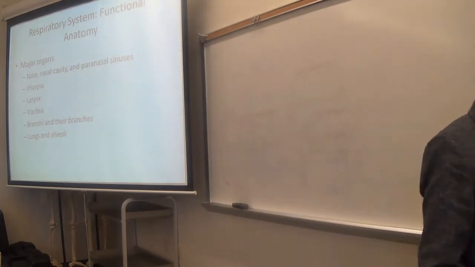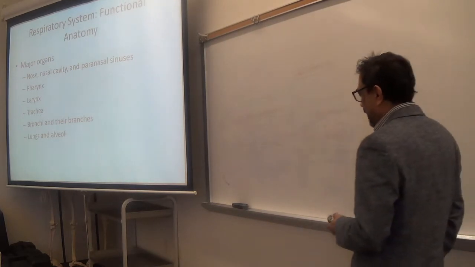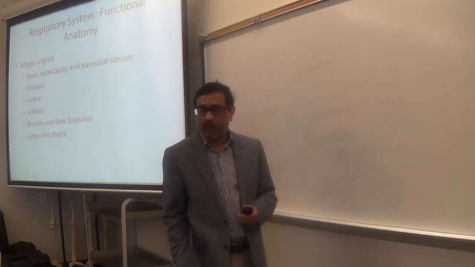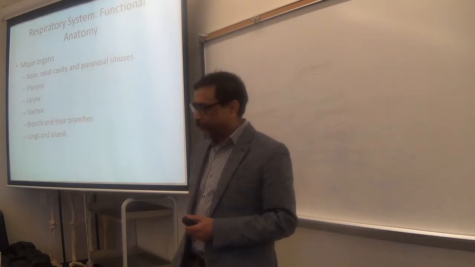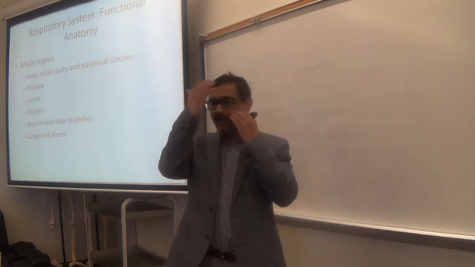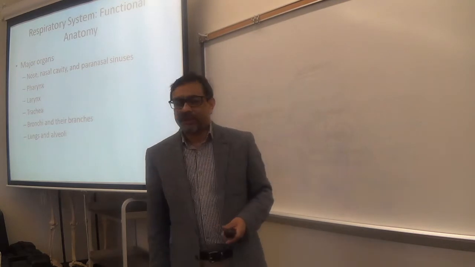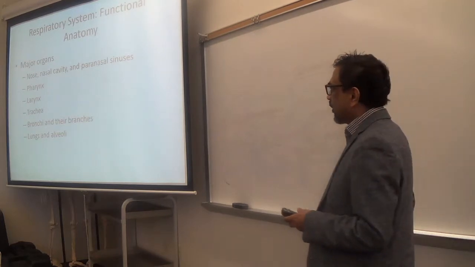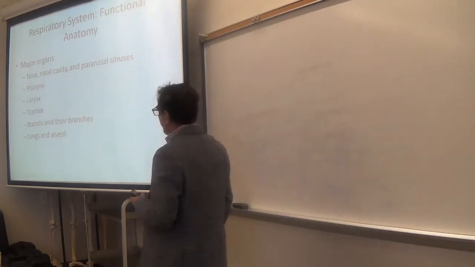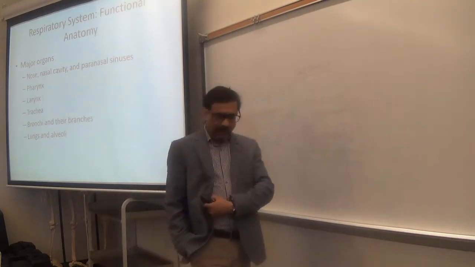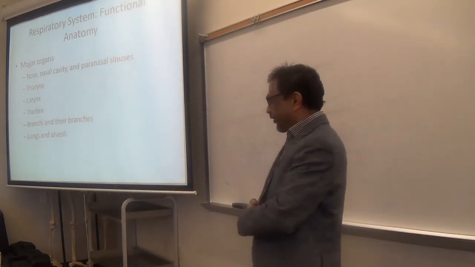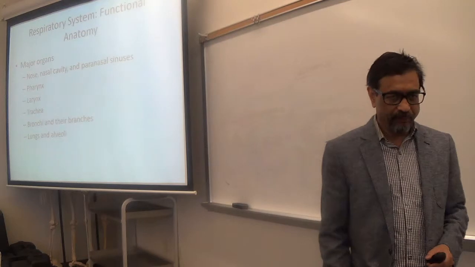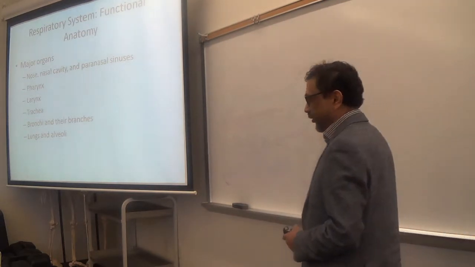Inside the nose, you have a large cavity, that is the nasal cavity, and around that cavity you have paranasal sinuses inside the bones. You must remember from NP1, we have sinuses in the facial bones, right? Ethmoidal sinuses, maxillary sinus, frontal sinus. Those are called paranasal sinuses. Then the next organ is the pharynx, which is a muscular tube, no cartilage.